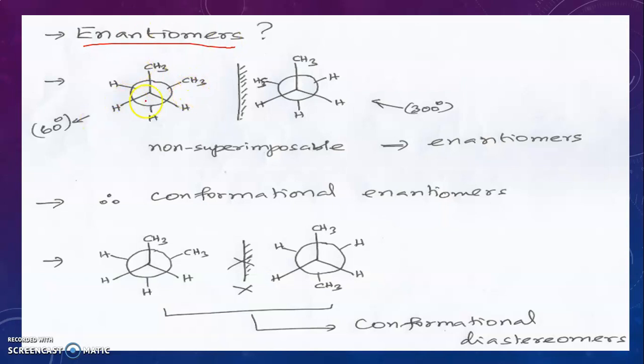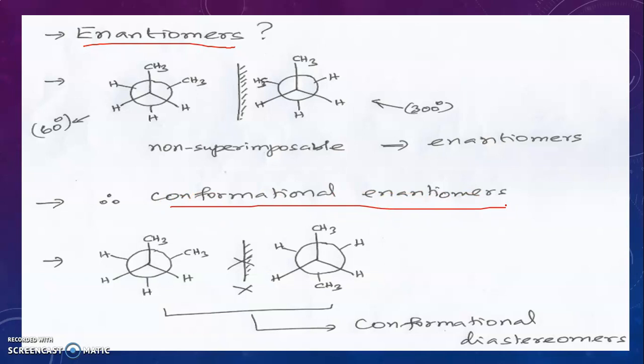So I'll take a gauche conformation. This is a gauche conformation when the dihedral angle is 60 degrees. This is another gauche conformation where the dihedral angle is 300 degrees. Now, if you compare the structures of these two, one is the mirror image of the other. So they have a mirror image relationship, but they are non-superimposable on one another. So non-superimposable mirror images are called enantiomers. But here, one enantiomer can be converted into another enantiomer through carbon-carbon single bond rotation. Therefore, this type of enantiomers are called conformational enantiomers.